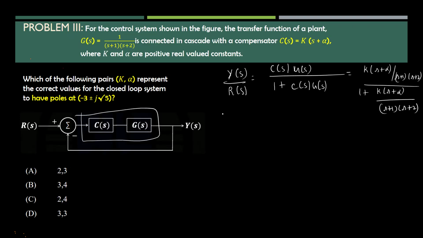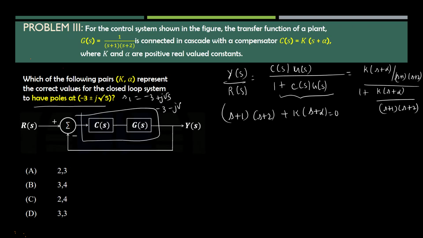Okay, simplifying this. I am going to take the denominator only because the poles are given. Simplifying the denominator, it will become (s plus 1) into (s plus 2) plus k into (s plus alpha) equal to 0. Okay. Now I am going to substitute. Here there are two poles, s1 equal to minus 3 plus j root 5 or minus 3 minus j root 5. Either we can use this or this. So I am going to use minus 3 plus j root 5 to find the k value and alpha value.